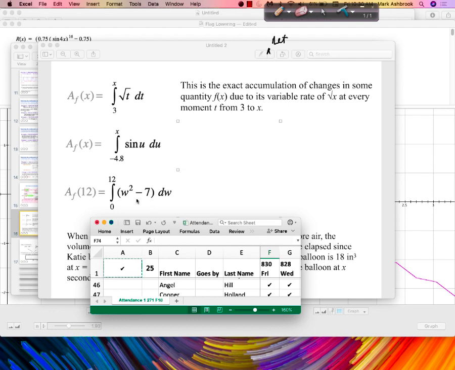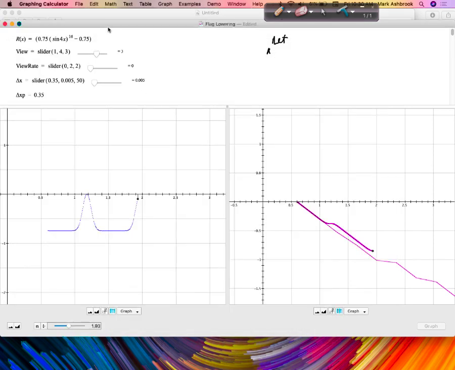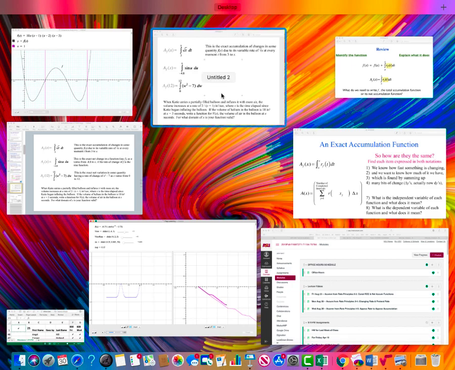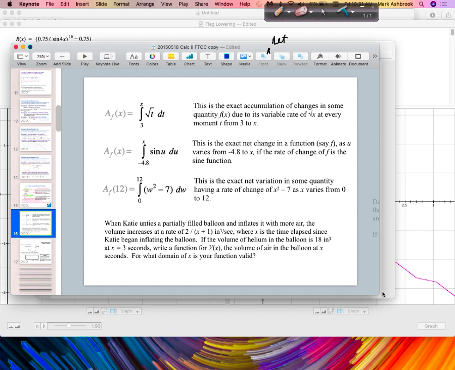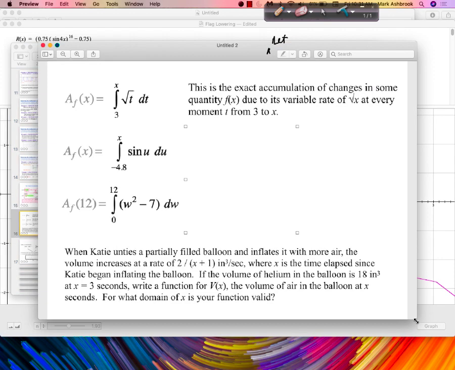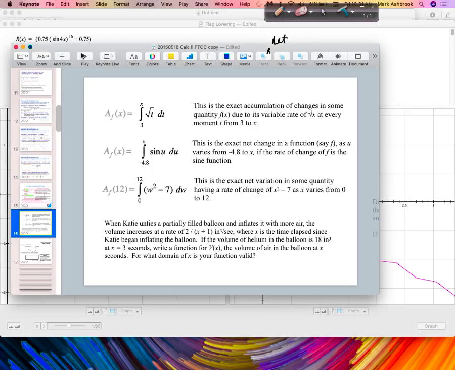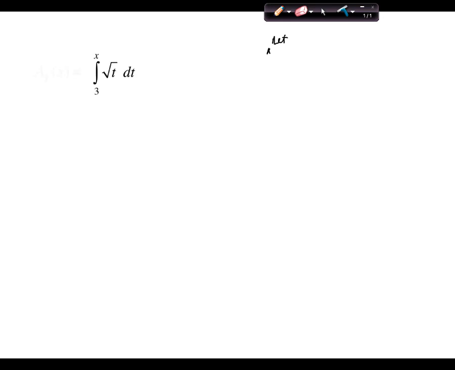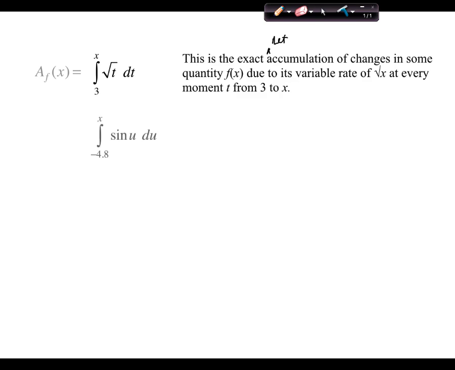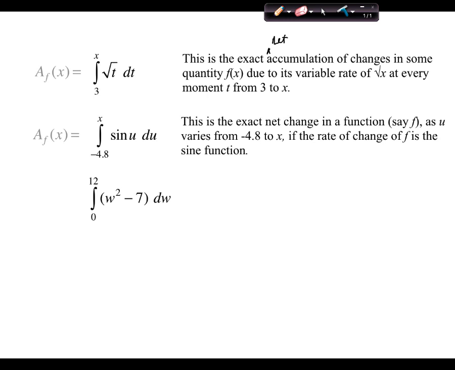All right, let me just show you what I wrote for those two, and we'll be done. Okay, so here's another way to say it. This is the exact net change in a function, say f, as u varies from negative 4.8 to x, if the rate of change of f is the sine function.